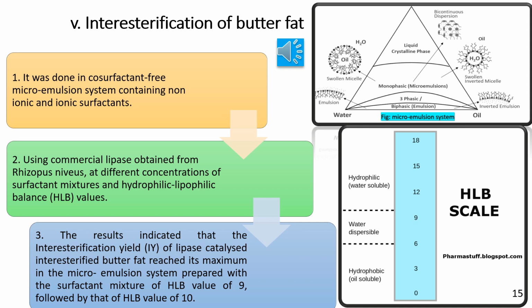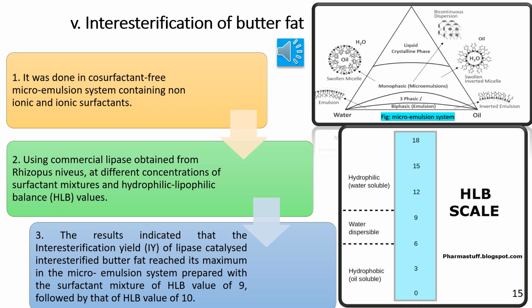That is obtained from Rhizopus niveus at different concentrations of surfactant mixtures and consists of HLB values, the hydrophilic-lipophilic balance values. You can see the HLB scale on the right side of the slide, which shows values of 0 to 18. About 0 to 6 are hydrophobic oil-soluble components. Above 6 are water dispersible components, and onward values show the hydrophilic water-soluble components.